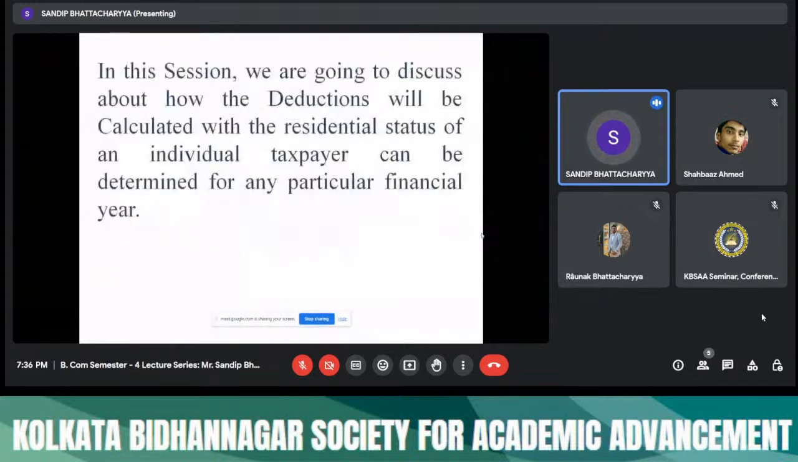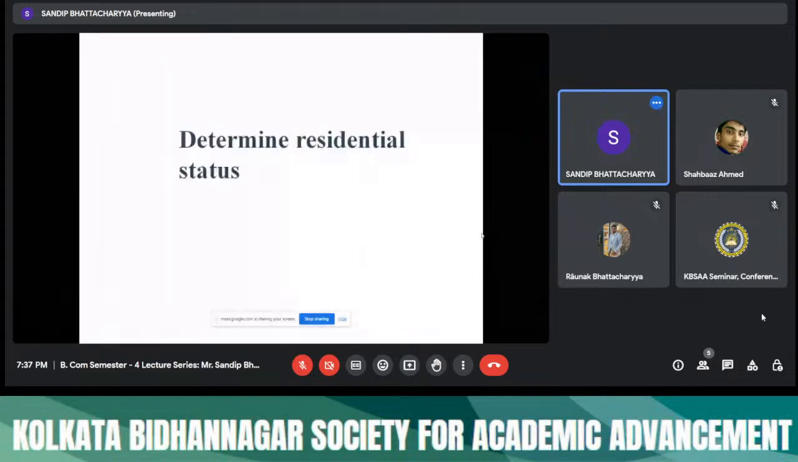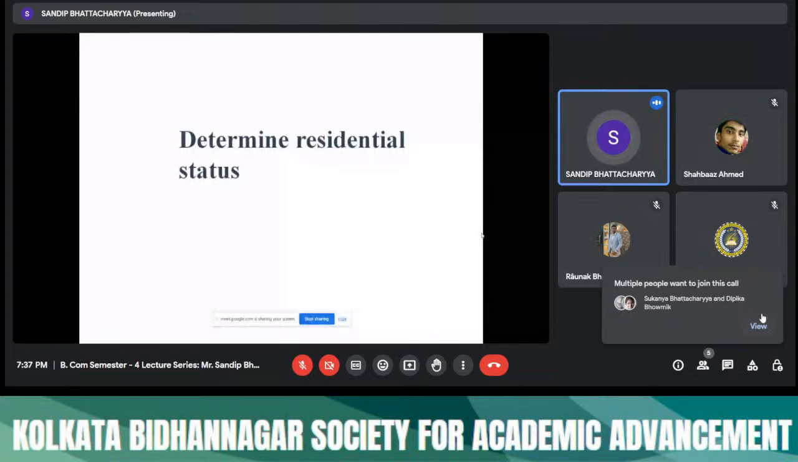In this session we are going to discuss the deduction, which will be calculated with the residential status of an individual taxpayer, determined for any particular financial year. As per your concern, your financial year is 2022-23 and your assessment year is 2023-24. First of all we will begin with some important parts of the residential status, just to brush up the residential status calculation.